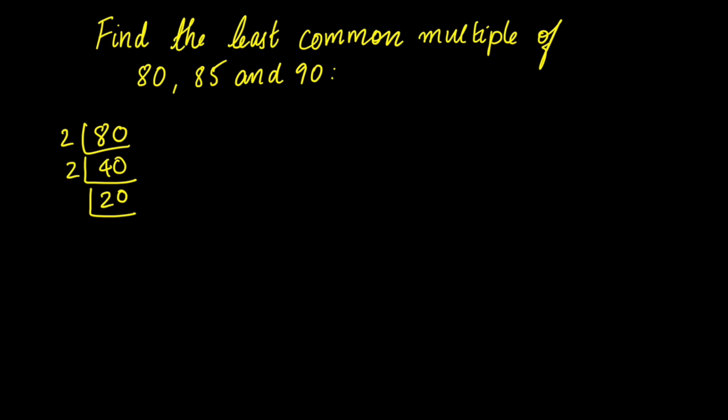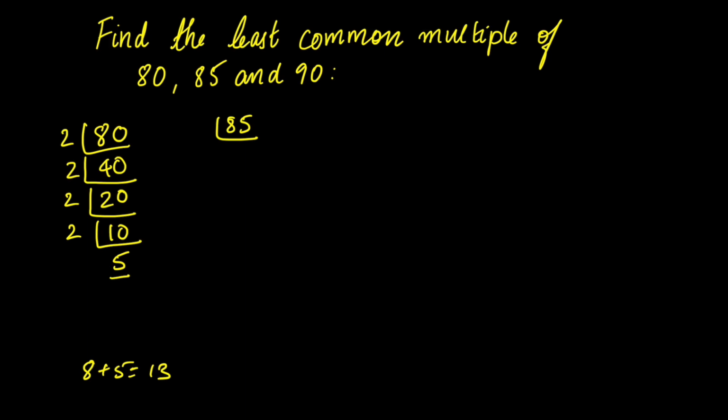20 is also even, and so it's also divisible by 2. 2 times 10 gives us 20. 10 is also even. So 2 times 5 gives us 10. We can stop at this point since 5 is prime. Now in the case of 85, 85 is odd, so it cannot be divided by 2.